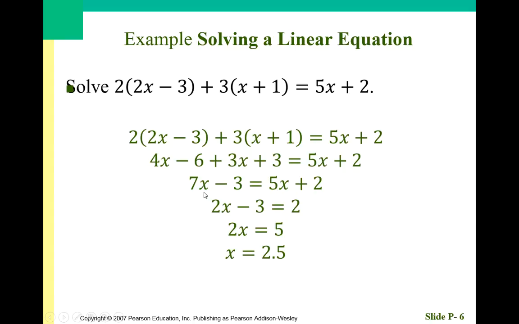And then I'm going to subtract 5x from both sides. It gives me 2x minus 3 equals 2. If I add 3 to both sides, I end up with 2x equals 5. And of course, if I divide by 2, I get x equals 2.5. You also could have left your answer as x equals 5/2, or 5 over 2. Either way of writing it is totally fine. They are both correct.